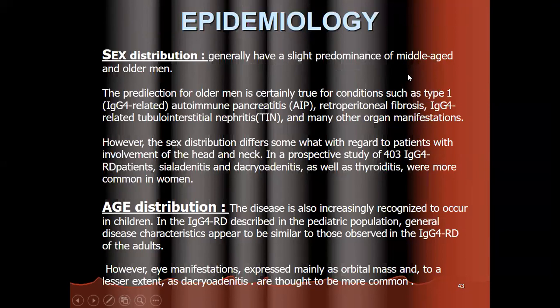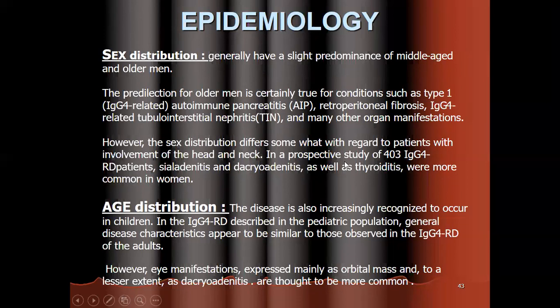Sex distribution: generally, it has a slight predominance of middle-aged and older males. As we mentioned from the start, this disease is not a typical autoimmune disease. Autoimmune diseases are more common in females, but this disease is more common in middle-aged and older men in general, though certain organ affection is more common in females. The predilection for older men is certainly true for conditions such as type 1 autoimmune pancreatitis, retroperitoneal fibrosis, tubulointerstitial nephritis, and many other organs. However, sex distribution differs somewhat in patients with involvement of the head and neck.